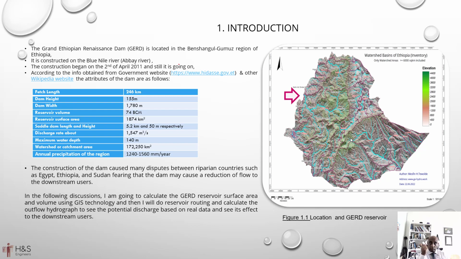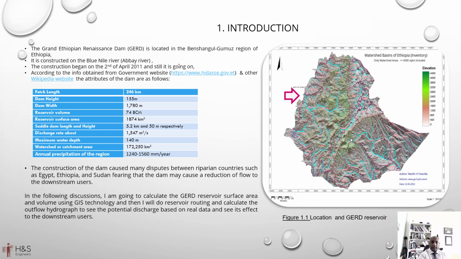And the reservoir volume is huge, 74 billion cubic meters. It's very huge. Unimaginable. 74 billion cubic meters. Hallelujah. So the reservoir surface area is 1,874 square kilometers, they say. So I'm going to calculate the surface area and see that for myself, if it is okay or not. I mean, just to exercise and see. And I will also calculate the reservoir volume. This is 74 billion cubic meters, and I will see by calculating it myself in ArcGIS.